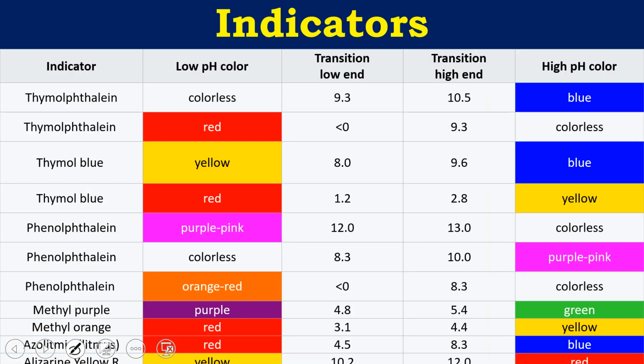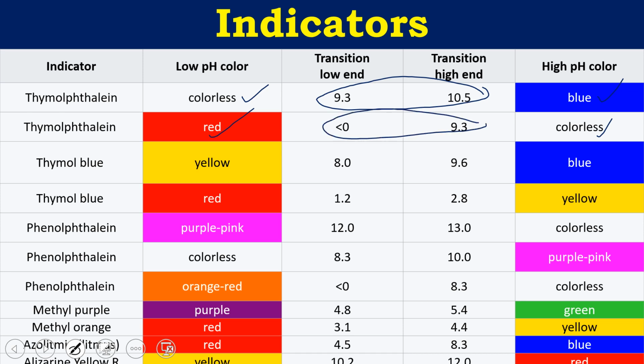These are the different common indicators which we commonly use. The first one is thymolphthalin. At lower pH it will be colorless, and when it goes to a higher range, it will be blue in color. You can use this indicator between this range. Similarly, another indicator is red at lower pH range and colorless at higher pH range, and you can use it between this range.